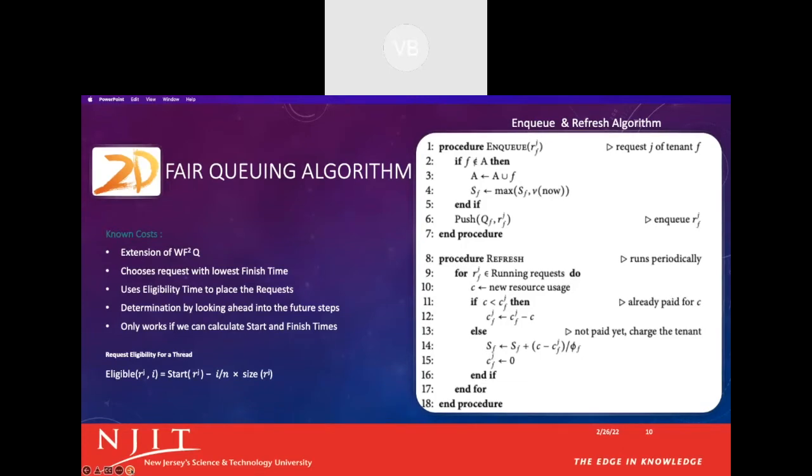So below is the formula used to place a request in the process. This provides the eligibility of a request. If the request is eligible, it will be put in the process for execution. The picture here represents the implementation details of the enqueue and the refresh algorithm.